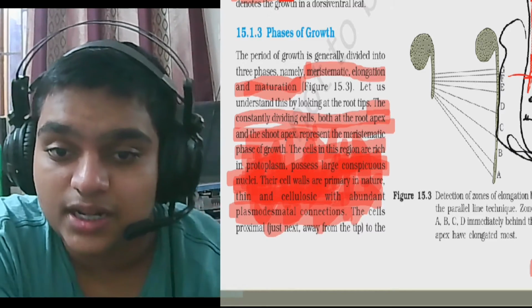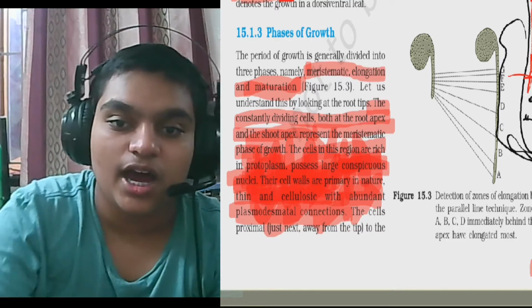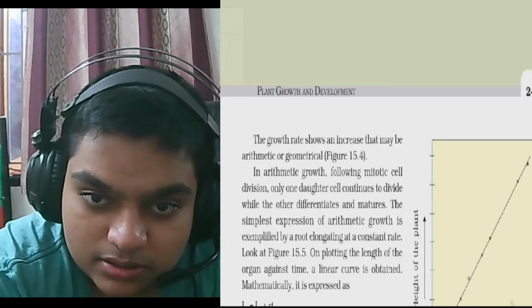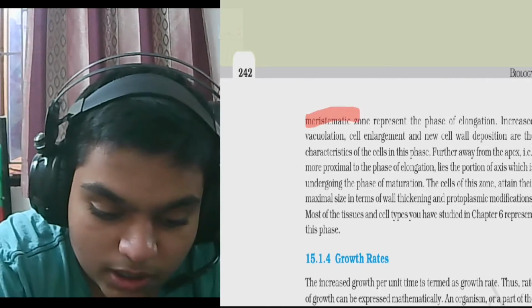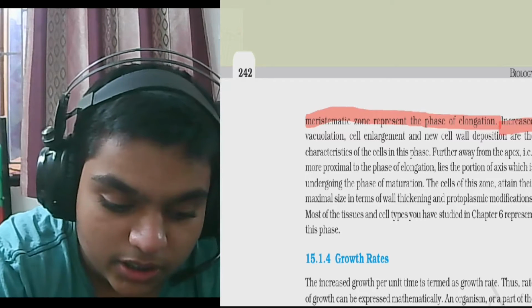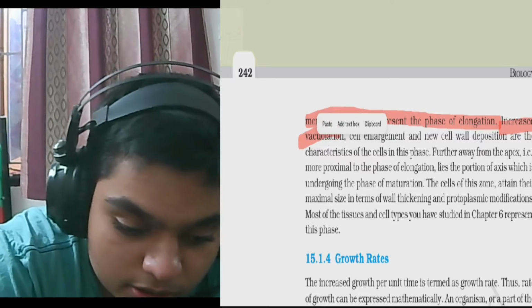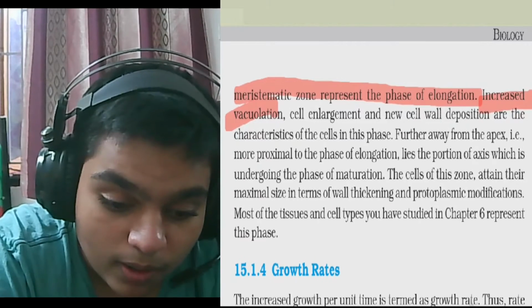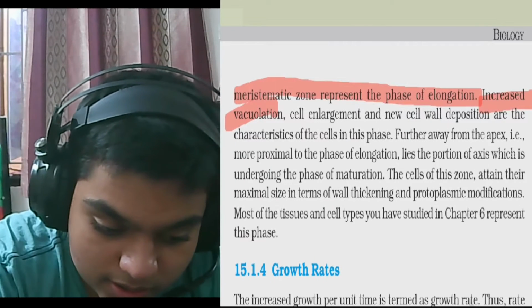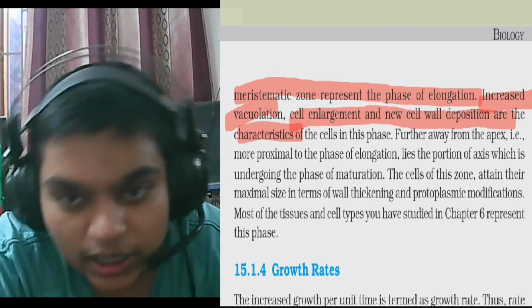Now the cells proximal, just next to the meristematic zone, represent the phase of elongation. Increased vacuolation: vacuoles are developing. Vacuoles develop during the phase of elongation. Cell enlargement and new cell wall deposition are the characteristics of cells at this phase.